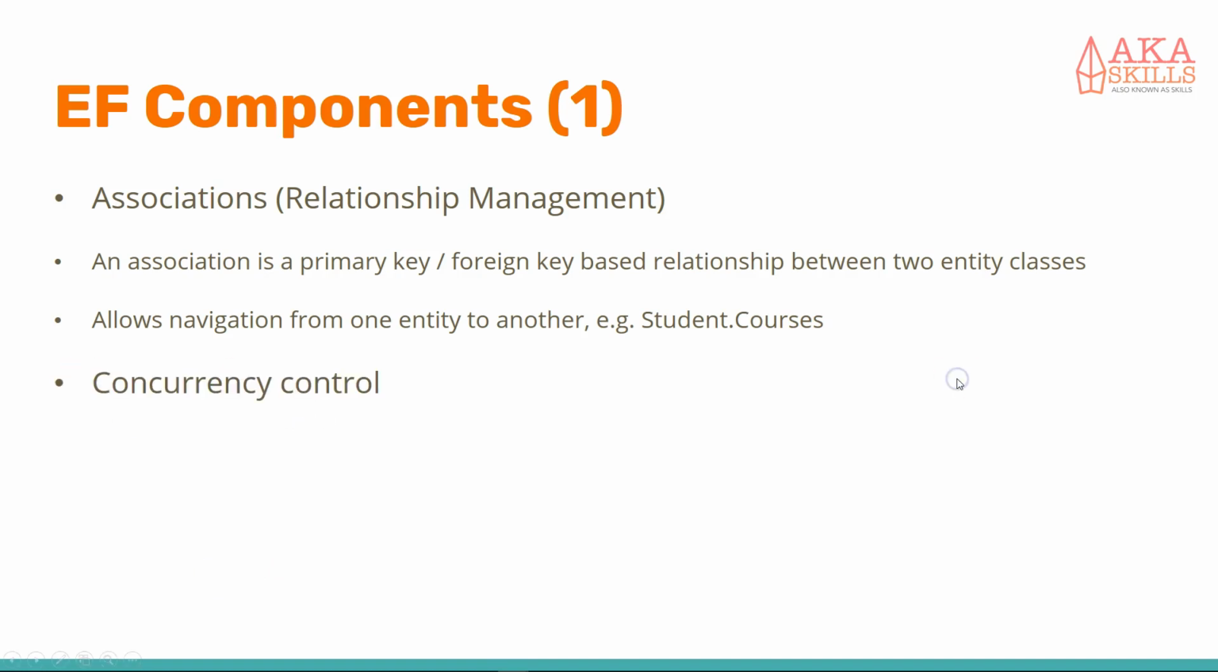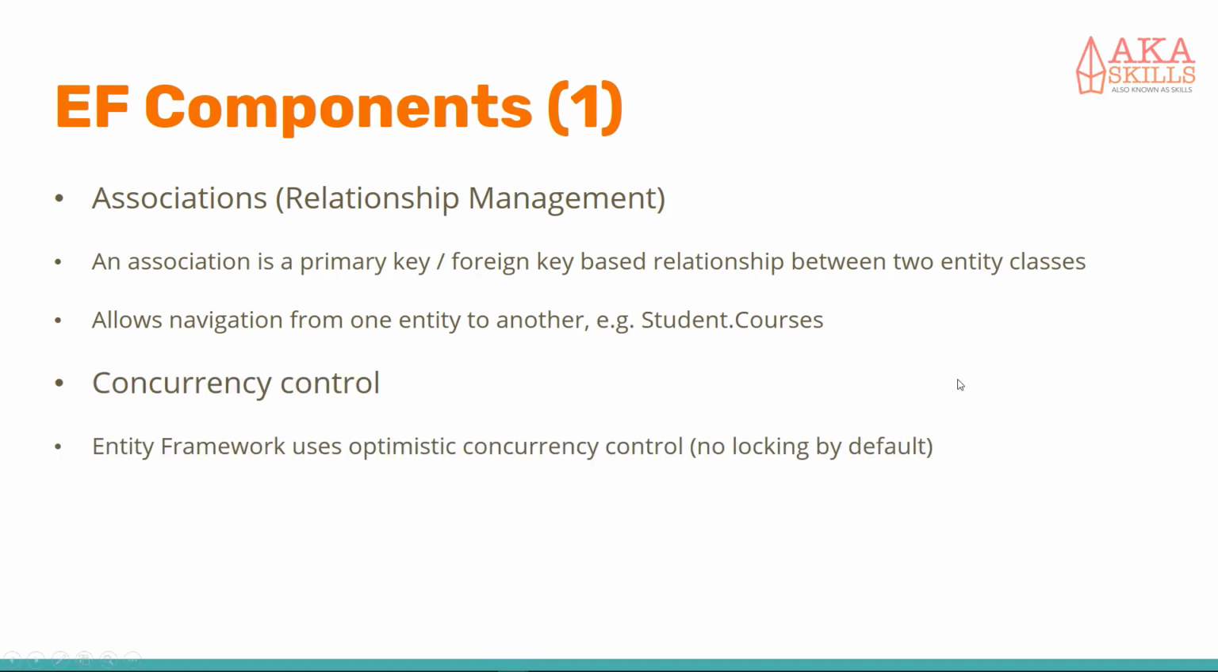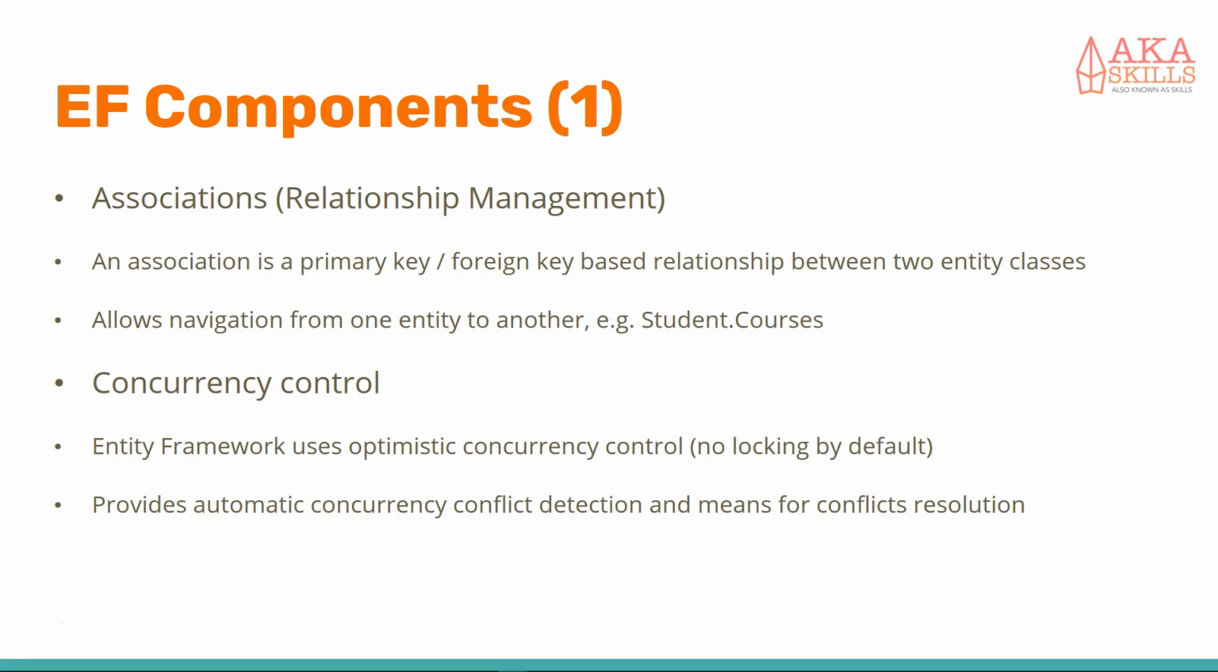So it's pretty easy. We've got concurrency control. Entity Framework uses optimistic concurrency control, no locking by default, but you can still lock it if you need. It provides automatic concurrency conflict detection and means for conflict resolution.